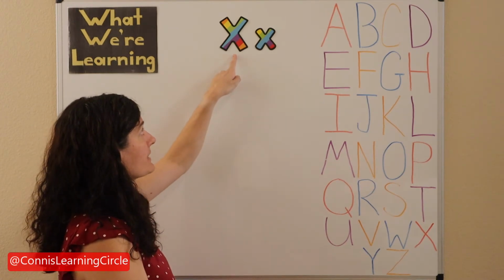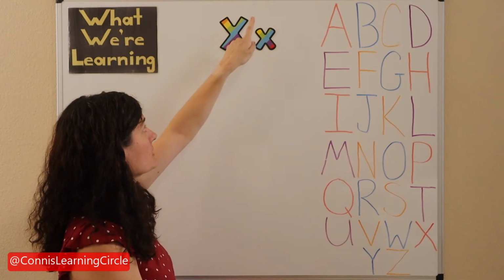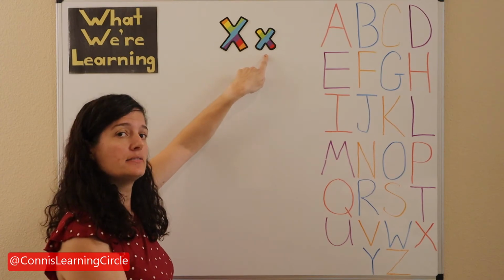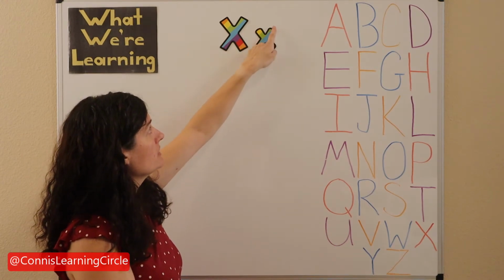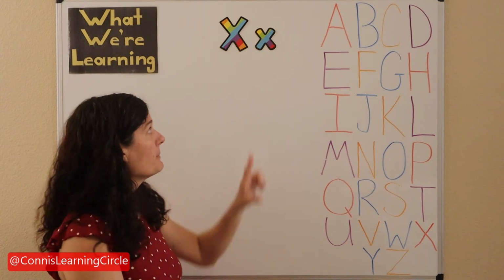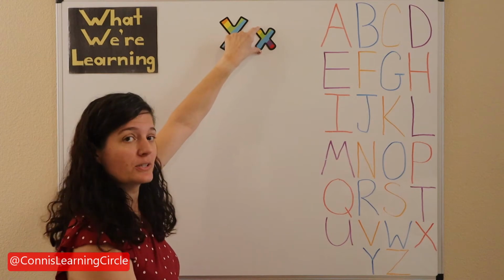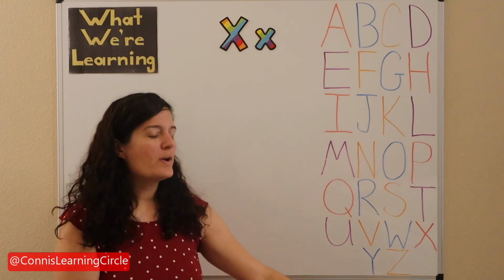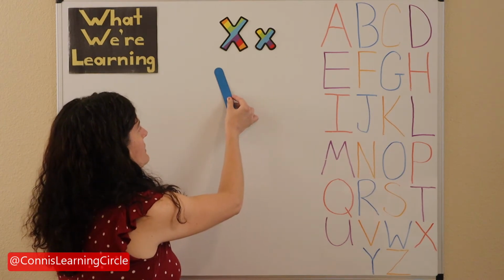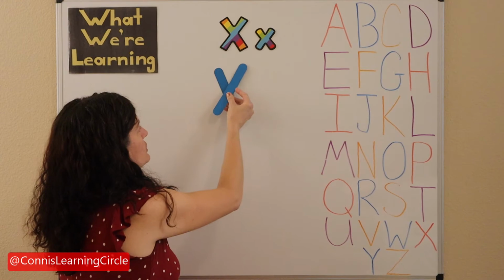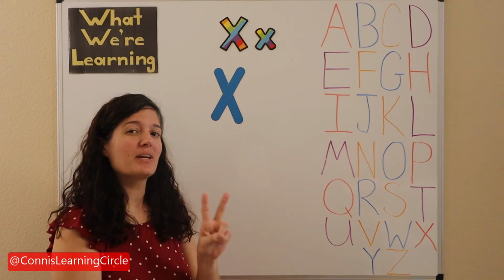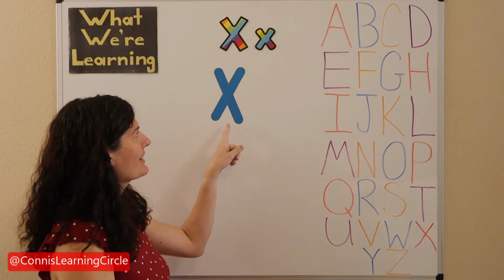Our uppercase letter X has one big long line, two big long lines, and look at our lowercase letter x. It has one little short line, two little short lines. Both of them have two lines, but our lowercase letter x is a little bit shorter. It's a little letter. We can make our uppercase letter x like this. One big long line, two big long lines.